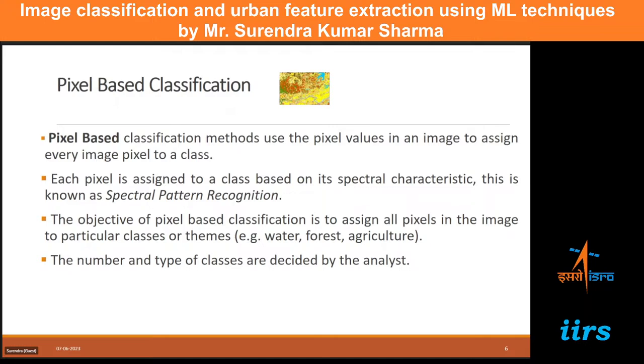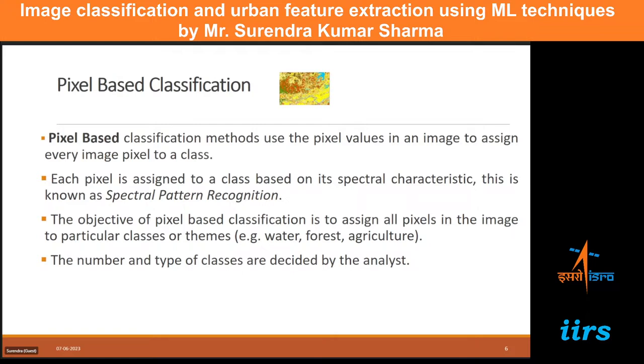The next is pixel-based classification. In pixel-based classification, we choose one pixel and assign this pixel to an already predefined class, and in this way, at the end, all the pixels are assigned to at least one class. This assignment of a pixel to a certain class depends upon the spectral characteristics, and this is called spectral pattern recognition.